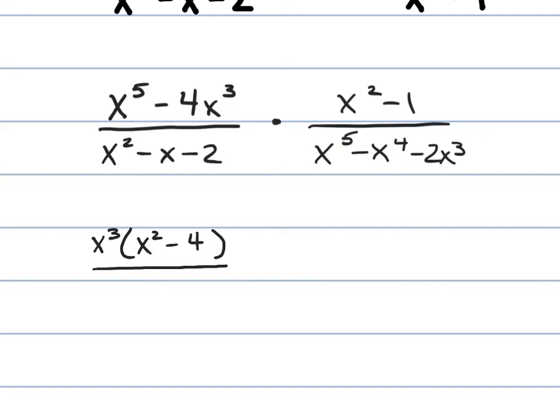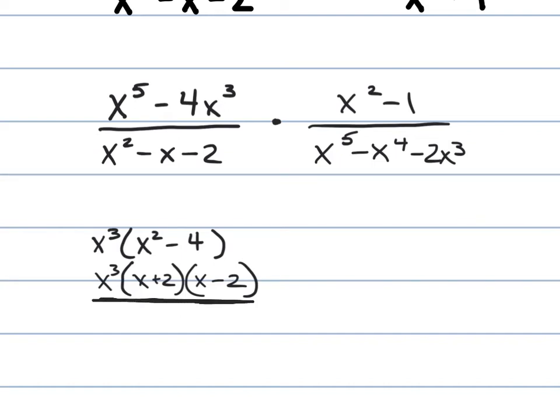Okay, something interesting about the top there I notice. About what we just did. We didn't do anything wrong, but look where we ended up. I feel like there's still something to do there. Divide. That's the difference of two squares. So what is this going to end up as right here? X plus 2, x minus 2. So that whole numerator is going to end up as x to the third, x plus 2, x minus 2.